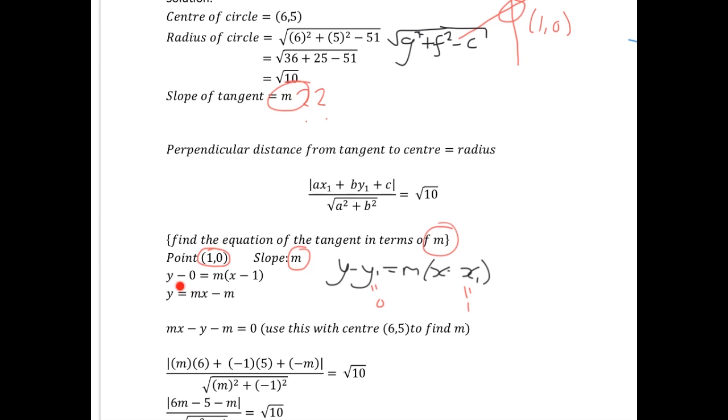So what I'm going to do first is bring everything to one side of the equals. So mx minus y minus m equals 0. And this is the equation of our tangent lines, but we need to find out what m is. So what we're going to do is use this line equation with the center point (6, 5) in our perpendicular distance formula to find out what m is.